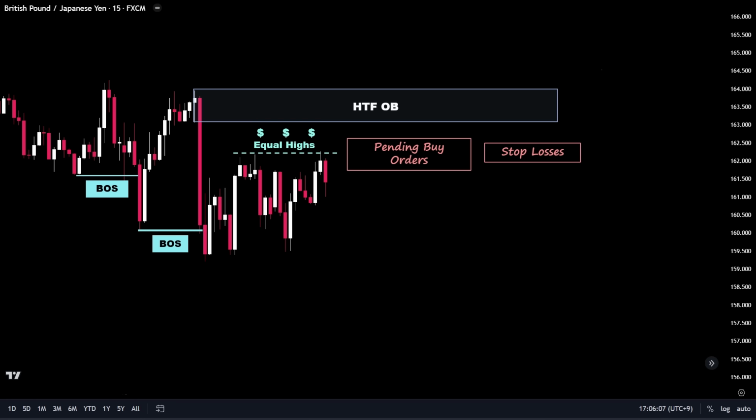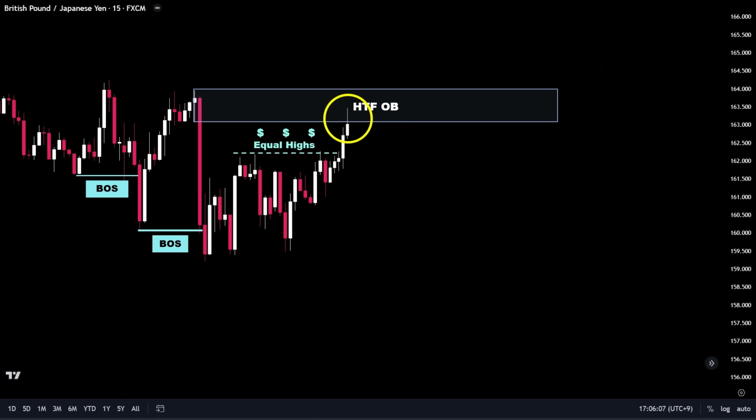At this point, we will patiently wait for the price to sweep the liquidity above the equal highs and enter our identified order block. Now, we can see that the price has successfully swept the liquidity above equal highs and has now reached our point of interest. So we have the desired confluence that we were seeking in our analysis. We can now consider entering a position based on this confluence and our analysis of the market.